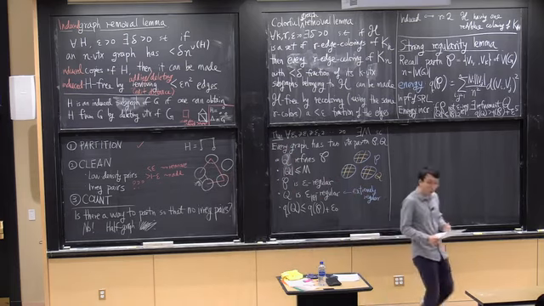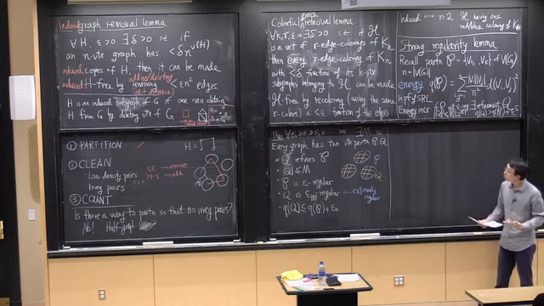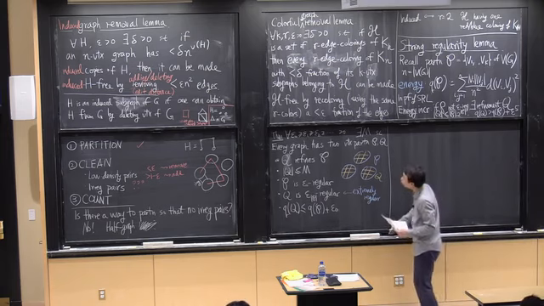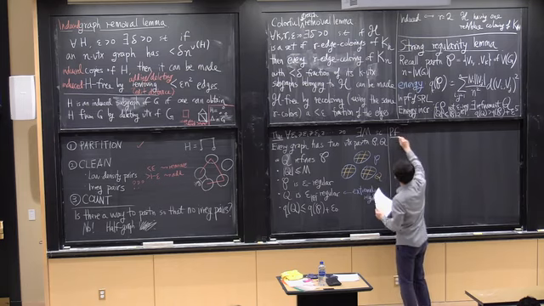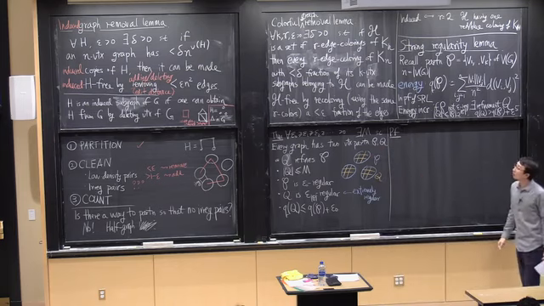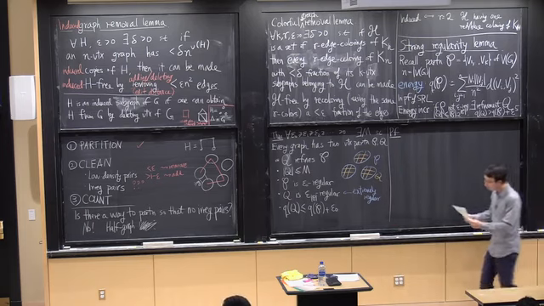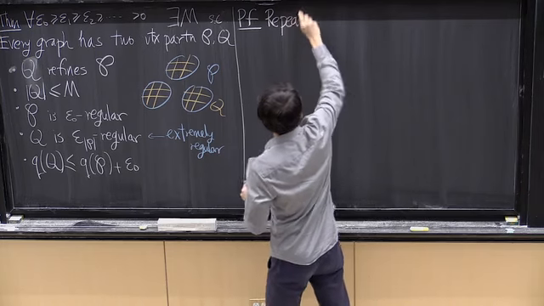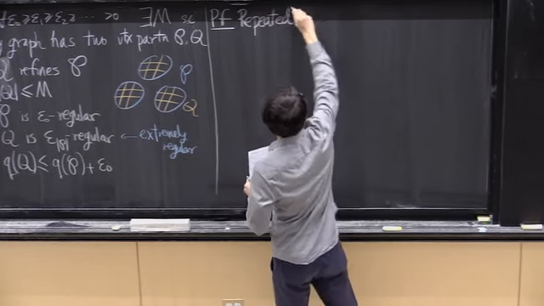But let's see how to prove it. And the proof is, once you understand how this works conceptually, pretty short. But let me do it slowly so that we can appreciate this sequence of epsilons. And the idea is that we will repeatedly apply Szemerédi's regularity lemma.